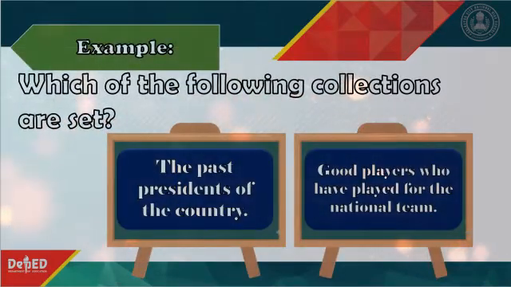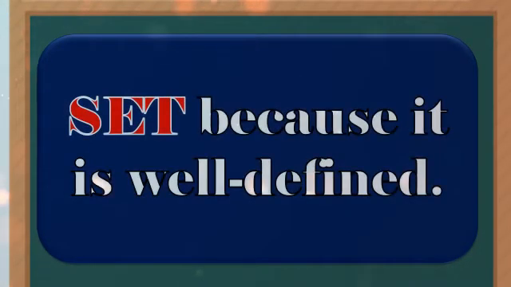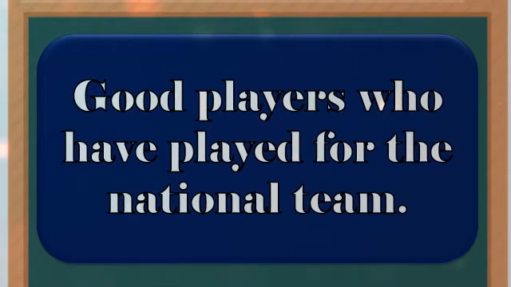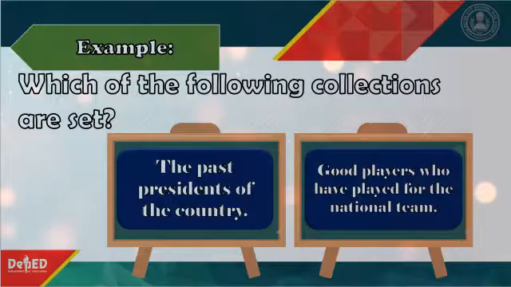Let's say, for example, which of the following collections are set? Is it the past presidents of the country, or the good players who have played for the national team? I'll give you 5 seconds to think. Time's up. Let's see. Is the past presidents of the country a set? Yes, it is a set because it is well defined. How about for the good players who have played for the national team? Is it a set? No, it's not a set because we are not given the criteria whether the player is good or not.